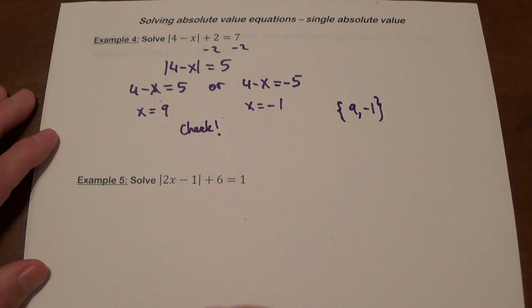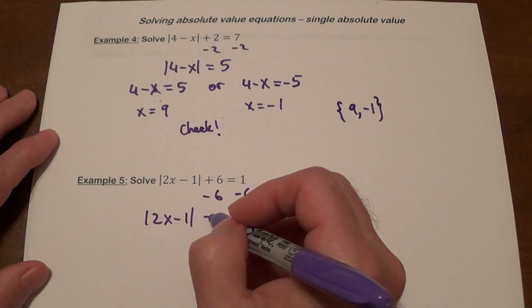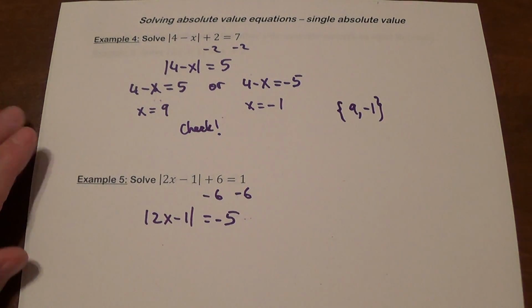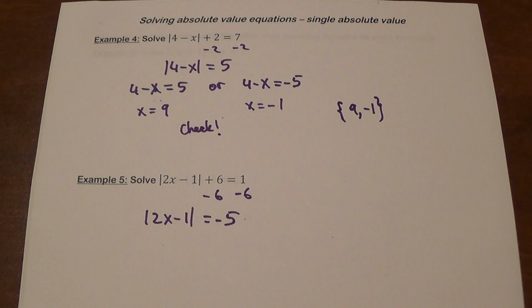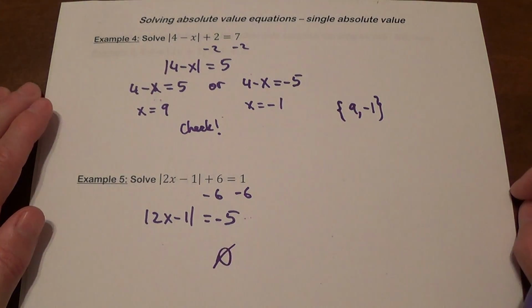Okay, next problem. Minus 6. Absolute value of 2x minus 1 equals negative 5. Okay, this is where you should stop. Here's why. Absolute value is something that's always going to be positive or 0. Absolute value cannot equal a negative number. That is not possible because it's defined as distance. So when you see an expression that says that an absolute value equals a negative number, it should tell you right away that it's not possible, and the answer here is going to be no solution.